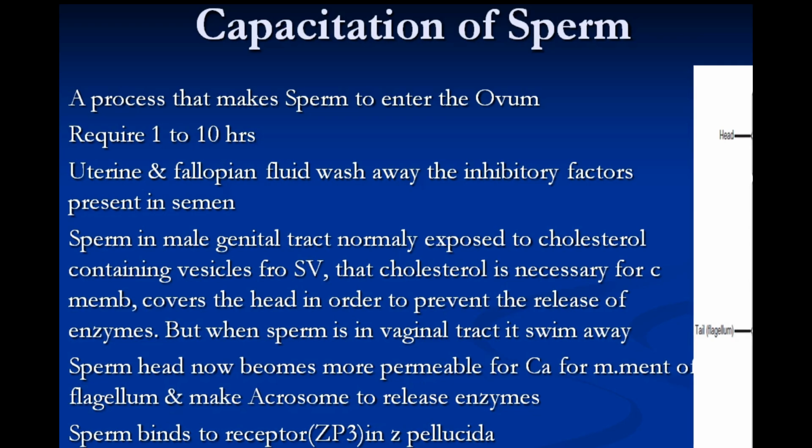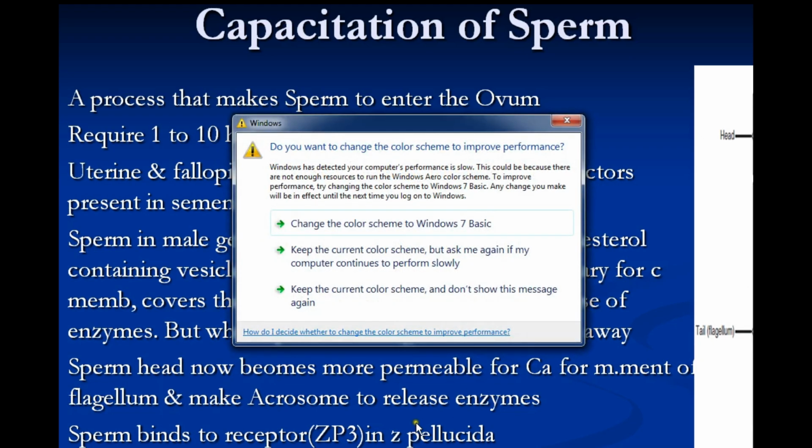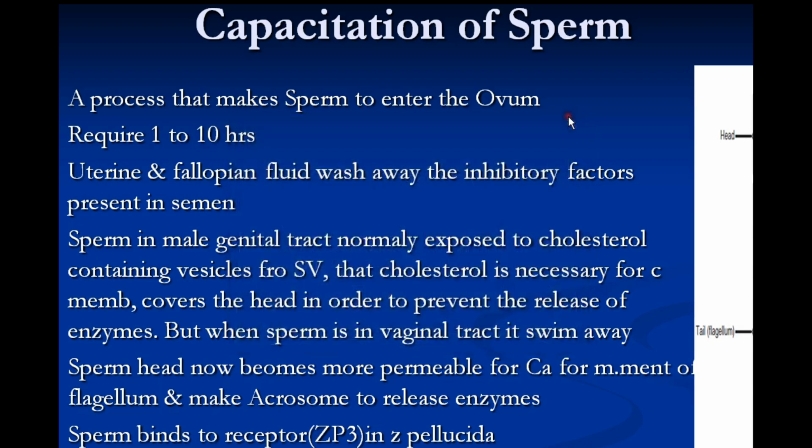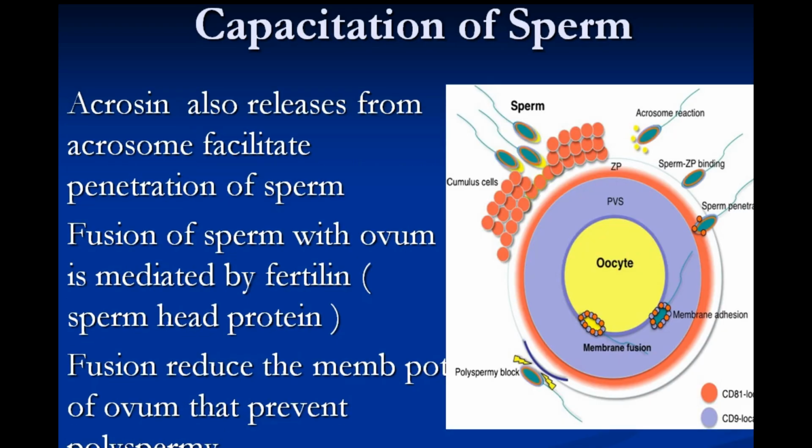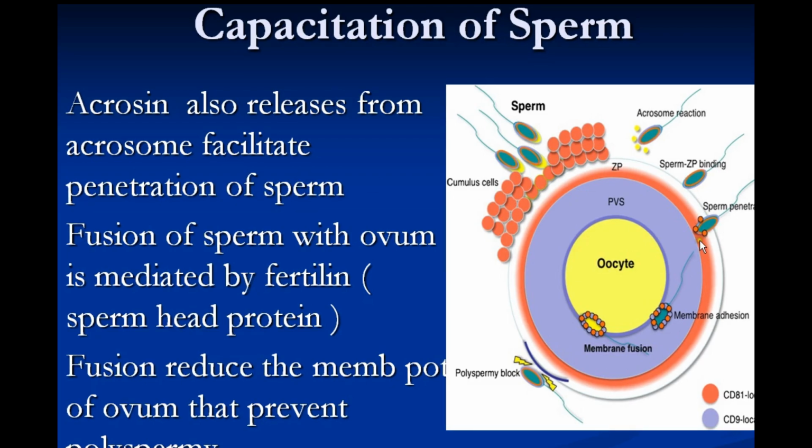The acrosome contains enzymes. These enzymes include hyaluronidase, which dissolves the hyaluronic acid to penetrate the granulosa layer of the ova. Proteolytic enzymes digest the zona pellucida which covers the ovum. Acrosin is also released from the acrosome, which facilitates the penetration of the sperm. So the head of the sperm releases the acrosin, which facilitates the penetration.